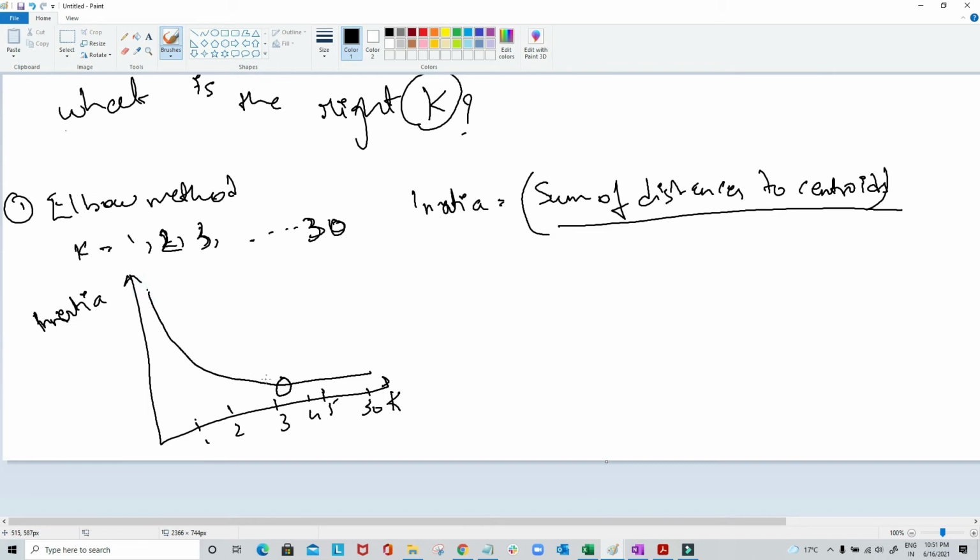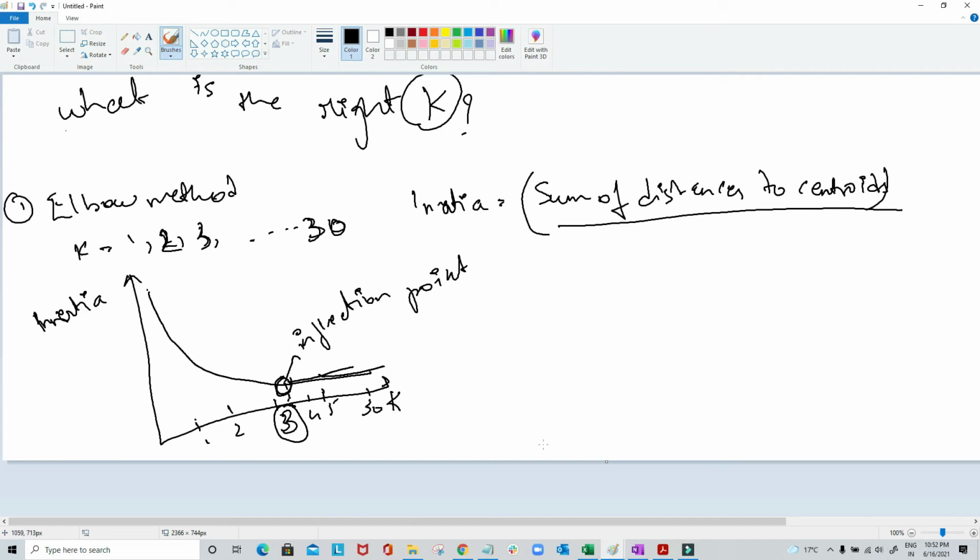As the number of clusters increases, this summation of distance to centroids will decrease. So there'll be a rapid decrease initially, but at one point that decrease becomes almost like a straight line or stable, and that is called an inflection point. And this determines the right number of clusters for a data set. So say let's say here 3 would be the right number of clusters to go ahead with grouping the data.